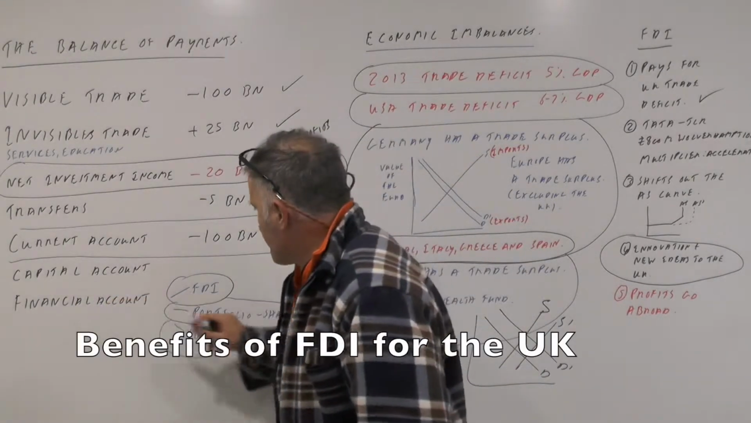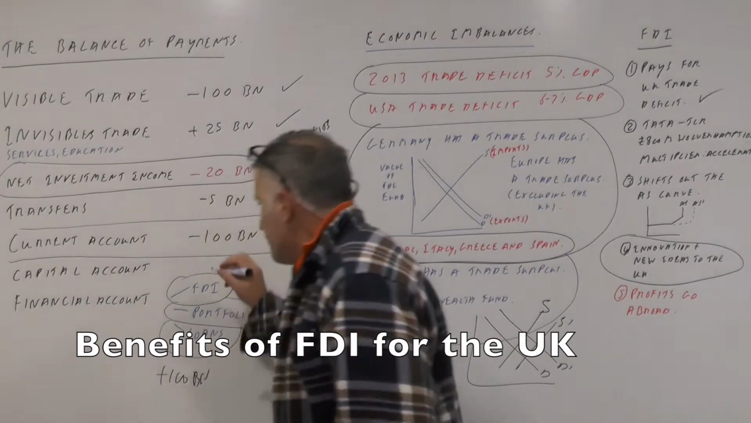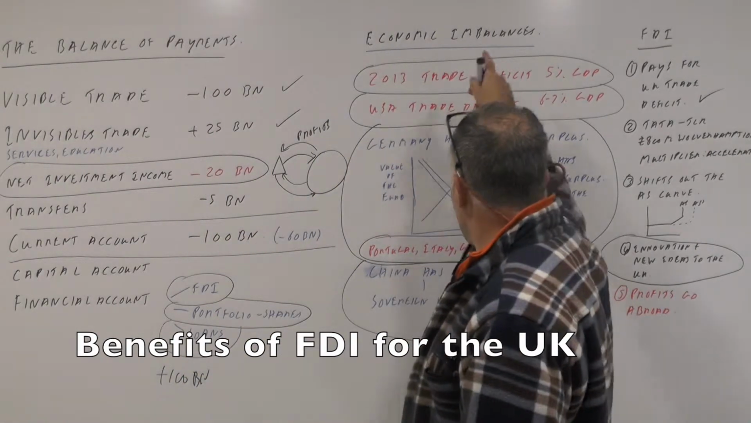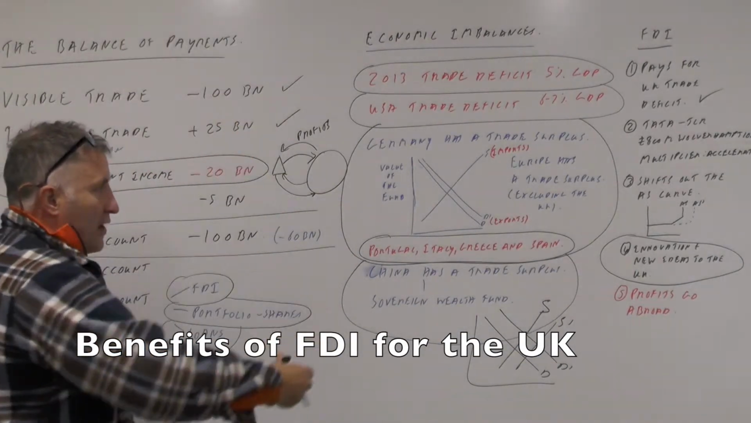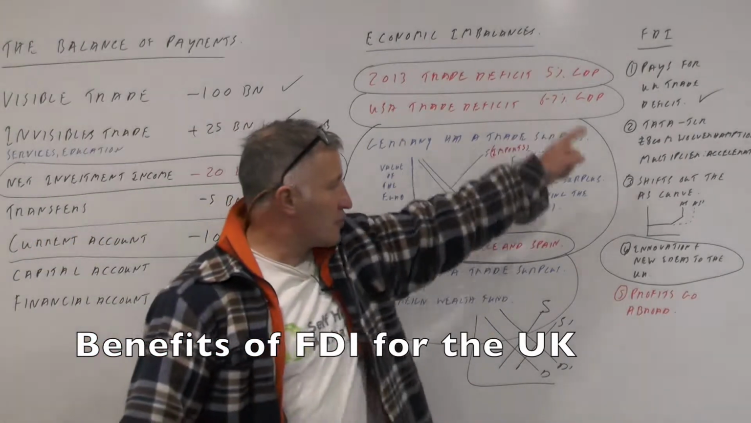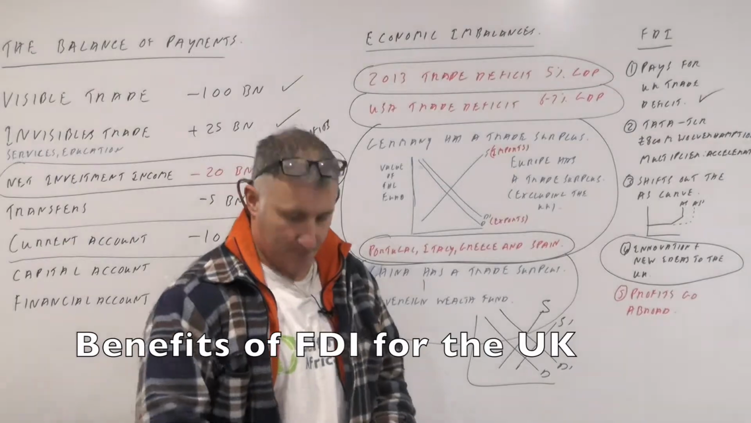The financial account, if this is minus 100 billion, this must be 100 billion pounds. This is where the money comes from. Then we also have the idea on the world level of economic imbalances. And then here we've also got foreign direct investment, and why that is so important for the UK economy.